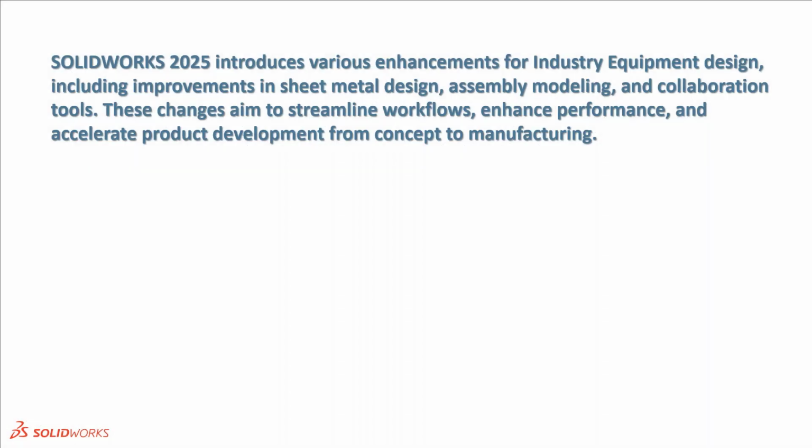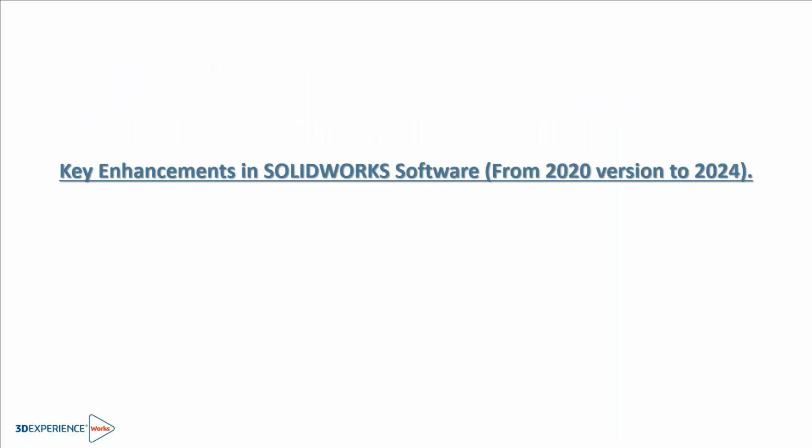First of all, I'm going to inform you that SolidWorks 2025 introduces various enhancements for industrial equipment design, including improvements in sheet metal design, assembly modeling, and collaboration tools. These changes aim to streamline the workflow, enhance performance, and accelerate product development from concept to manufacturing. Before we move to the new enhancements of SolidWorks 2025, we will go through the key enhancements in SolidWorks software from the last 3 to 4 years, that is from the 2020 to 2024 versions.